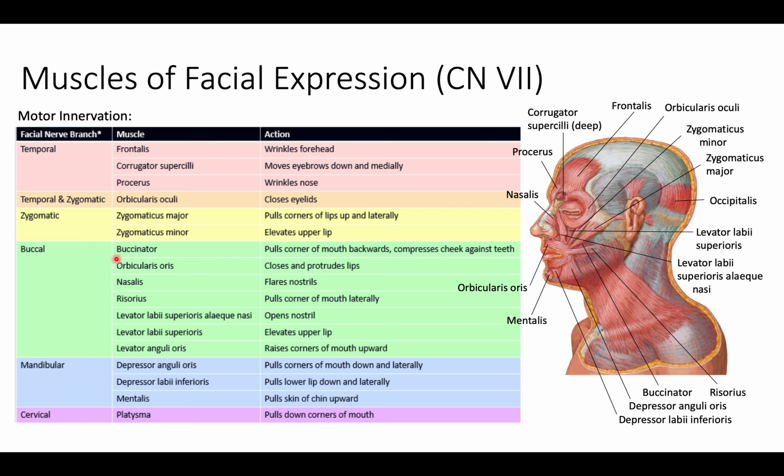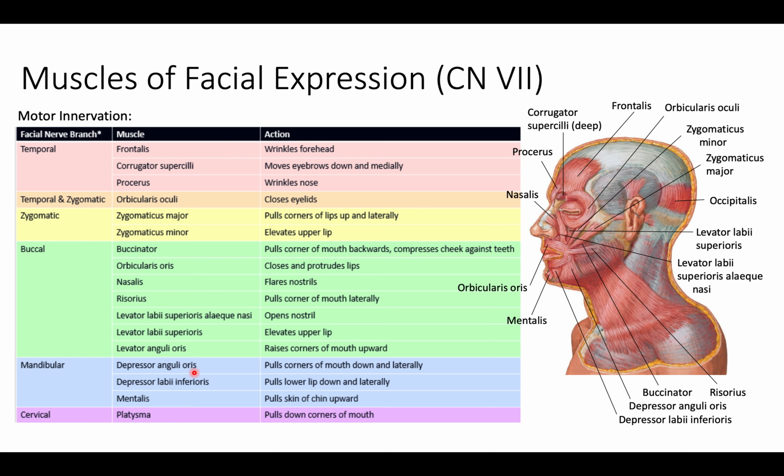Buccinator is going to our cheeks, so it's pulling the corner of our mouth backwards and compressing the cheek against our teeth. So it's helping with our smiling. Nasalis, flaring nostrils. Risorius, that one's a hard one for people to remember, so I would try to put it on flashcards or something, but it's pulling the corners of the mouth laterally.